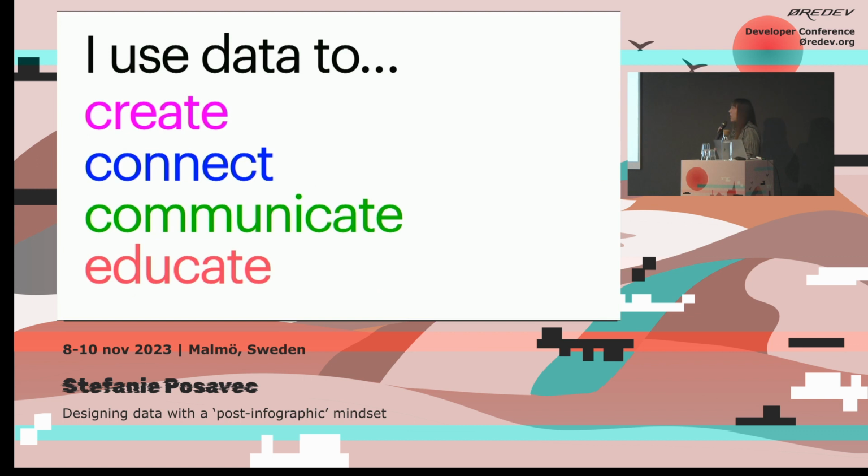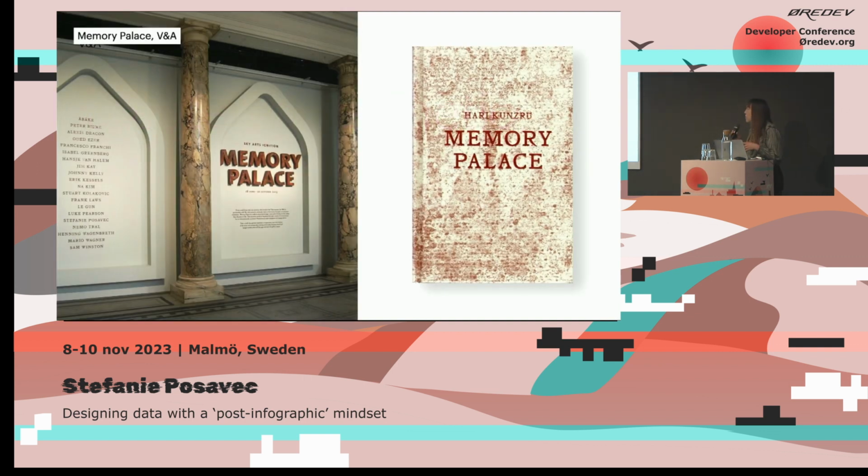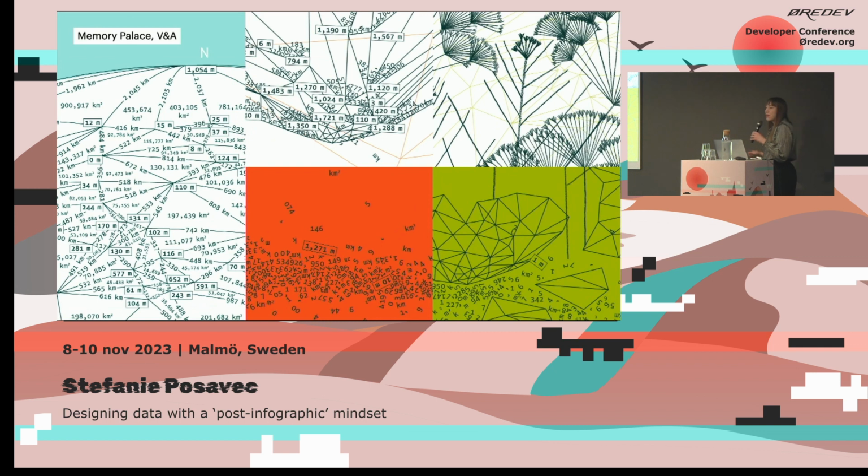And recently, I've begun to describe this work by saying that I use data within my practice to create, connect, communicate, and educate. So firstly, I often use data to create a specific visual concept or aesthetic in an artwork or design, like my piece for the Memory Palace exhibition at the Victoria and Albert Museum in London, where alongside other designers, I illustrated a section of a story by the writer Hari Kunzru. And for this, I created a triptych of prints representing 3 world maps illustrating his story of a world pre, during, and post-apocalypse, where I created the aesthetic for this set of illustrations by gathering and visualizing data relevant to key themes of the story.